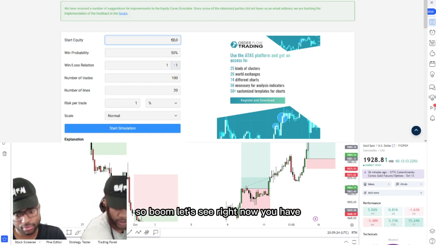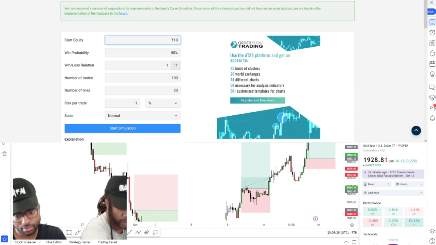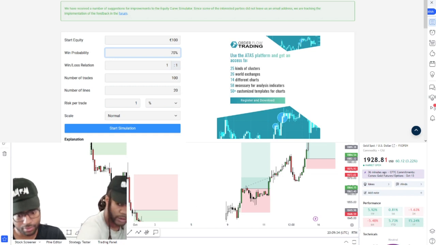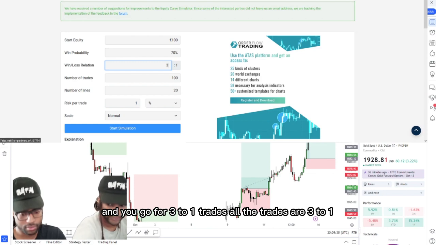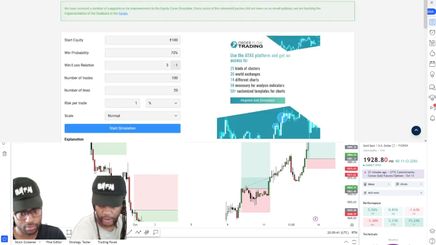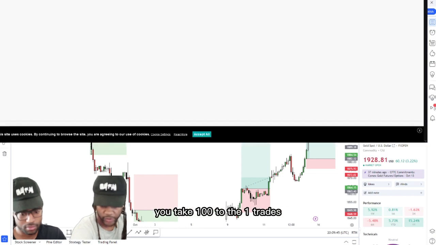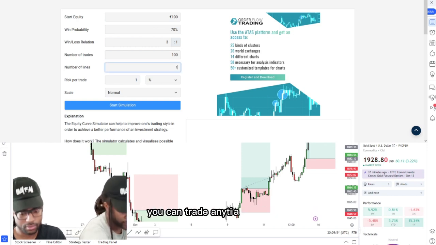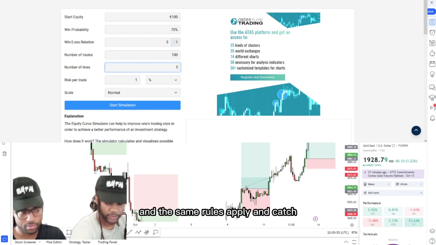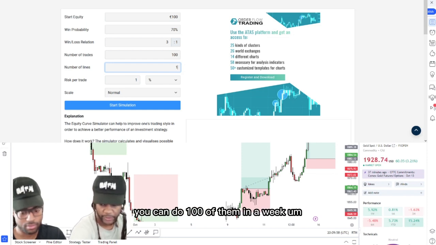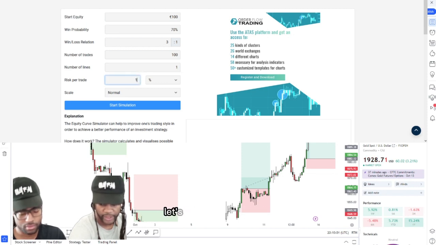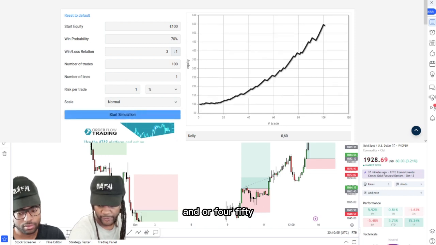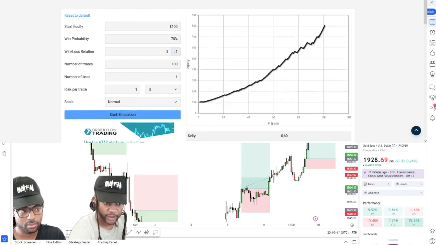So boom. Let's say right now you have $100, 100 pounds, and your win probability is 70%. And you're going for 3 to 1 trades. All the trades are 3 to 1. And you take 100 of those trades. We can do less too, but let's just say you do 100 3 to 1 trades, because you're gonna have this indicator. You can trade anytime you want. You can go down to smaller time frames, and the same rules apply. You can do 100 of them in a week. Your risk per trade, let's say you do 1% first. Your $100 is turned into $500, or $450. And every time we run the simulation, it's a profitable simulation.